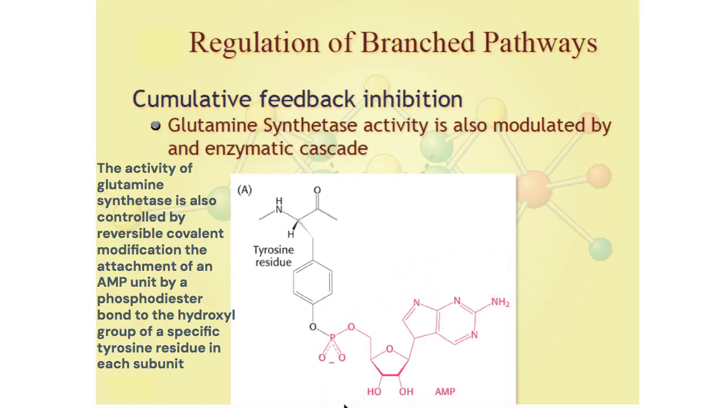So this unit is attached by a phosphodiester bond to the hydroxyl group of a specific tyrosine residue in each subunit. So this is the tyrosine residue. You have the phosphodiester bond right here, and what's highlighted in pink is your AMP.